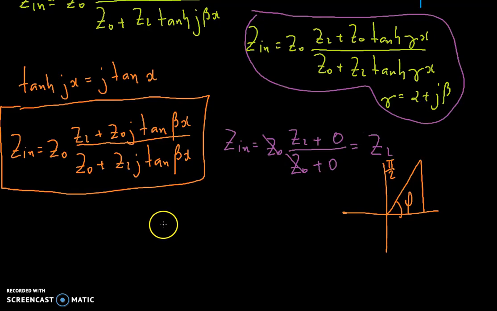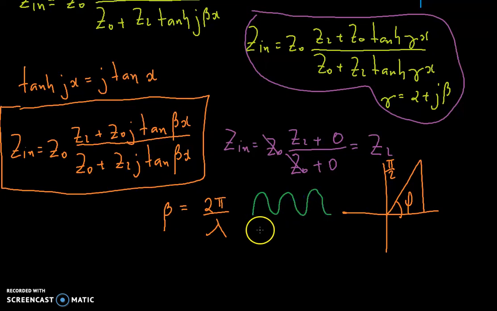And another thing that I didn't mention before is how do you calculate beta? Beta is equal to 2 pi over the wavelength of the signal. Remember, we're dealing with AC signals, and AC signals, they are sine waves like this. This is x. And we can define the wavelength. Of course, the wavelength is defined, which is the points from here to here. And this is the wavelength of the signal.